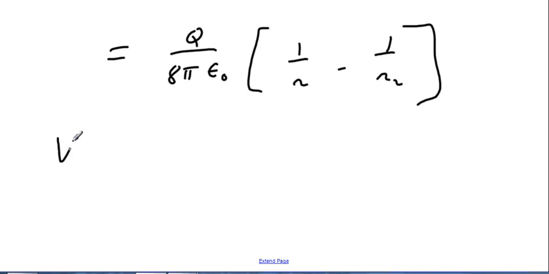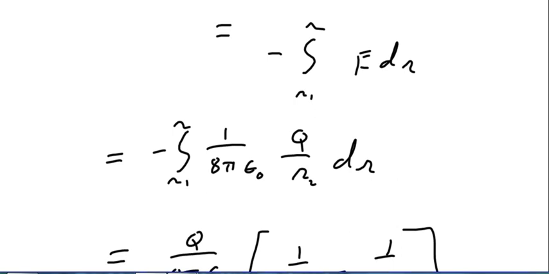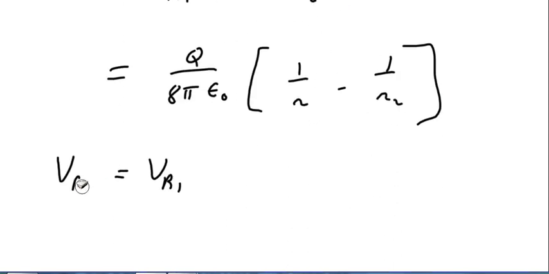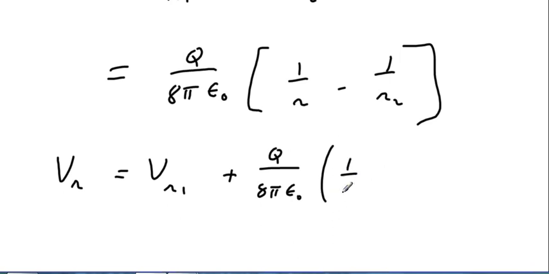Okay, so the voltage at r is going to be the voltage at r1, and those are little r's and little r1's, plus Q over 8 pi epsilon naught times 1 over r minus 1 over r2, and the voltage at r1.